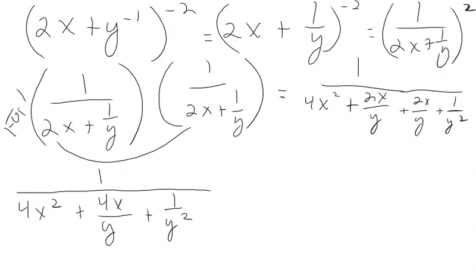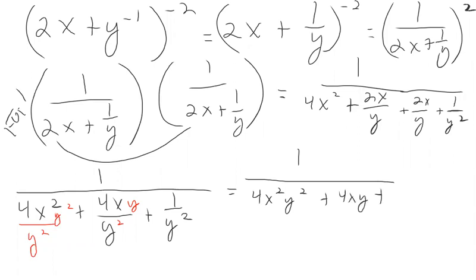Now, before I can add these things, I have to get a common denominator. Well, he has a y squared, he has only one y, he has no y. So my common denominator here is going to become a y squared. Well, that means he was missing a y squared the whole time. He was missing just a y, and he was good. So this whole thing now equals 1 over, trying to make sure I don't mess all this up, 4x squared y squared plus 4xy plus 1 all over y squared.